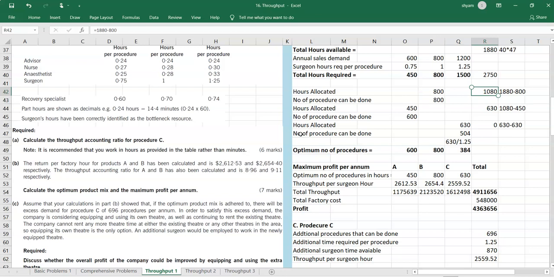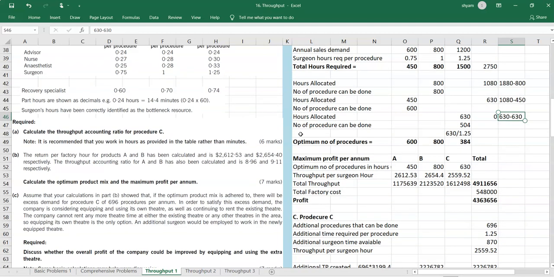Then we are going to allocate it to A. A requires 600 hours. So we have to allocate, sorry, A requires 450 hours. So we allocated 450 hours. So with 450 hours, we can do 600 procedures. So the balance is now 630 hours. All that 630 we can allocate only to C. C takes 1.25 hours per surgery. So we could do only 504 procedures.